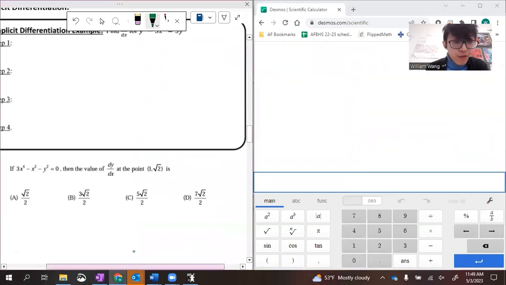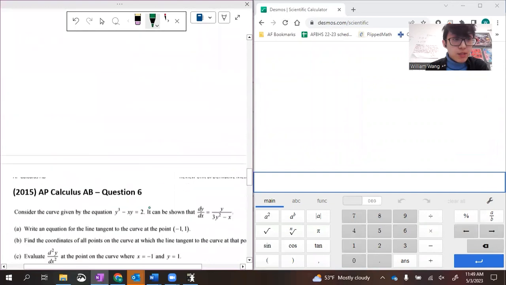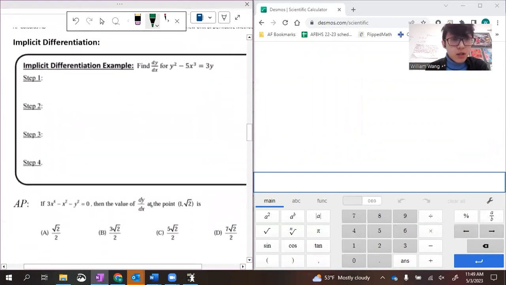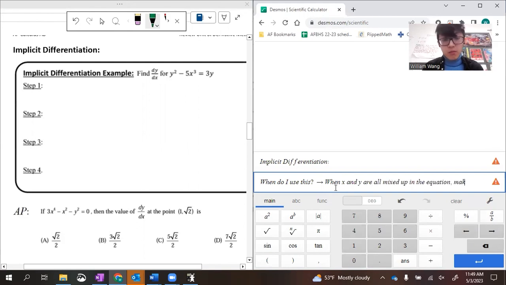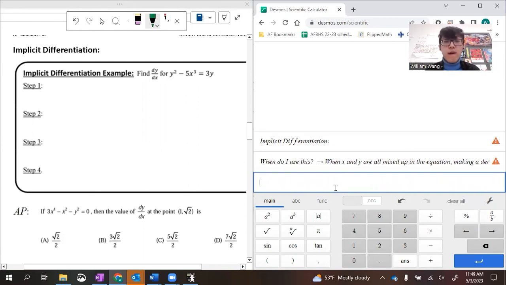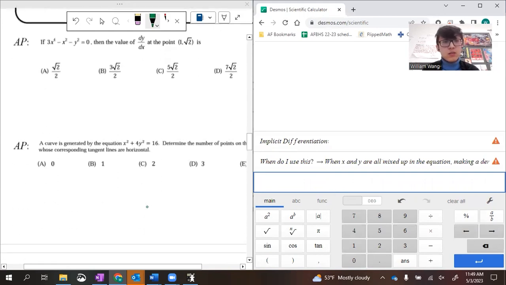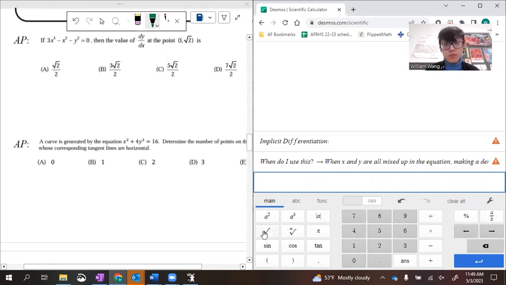All right. Final topic for today is implicit differentiation. First, my notes were, when do I use this? Answer: I use it when x and y are all mixed up in the equation, making a derivative difficult to solve. That's when I use it. All right. Well, how do I do this? Well, let's just do a problem so we can see how we do it.